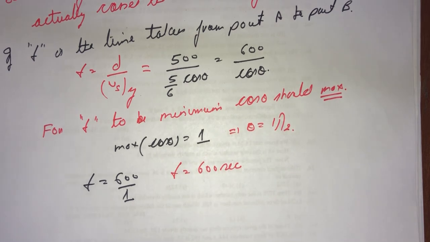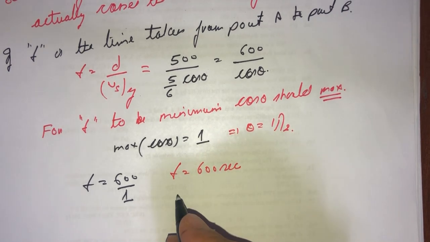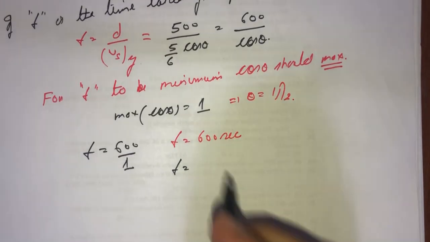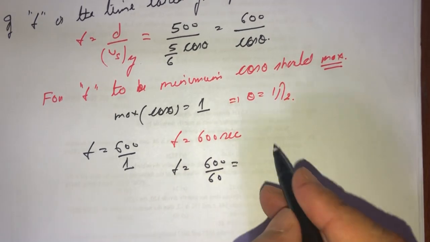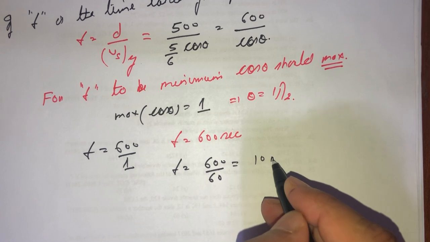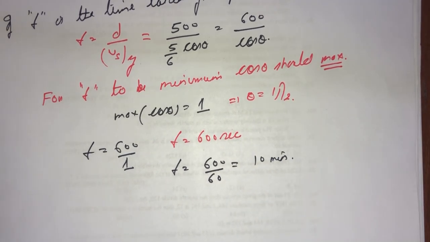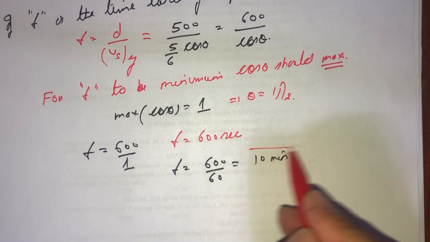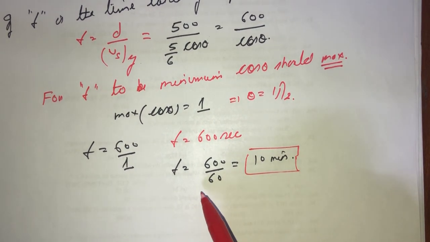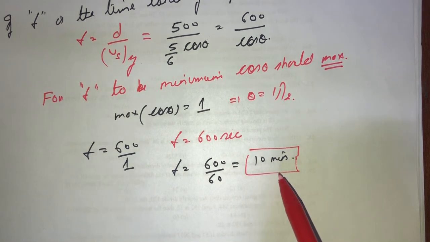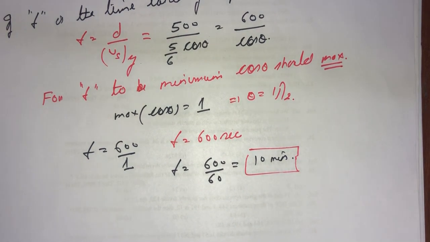Okay, this can be converted into minutes also, so we can say that t will be equal to 600 divided by 60, which will be coming as 10 minutes. So the final answer is that the shortest path will be giving us a time of t is equal to 10 minutes. Okay, thank you.